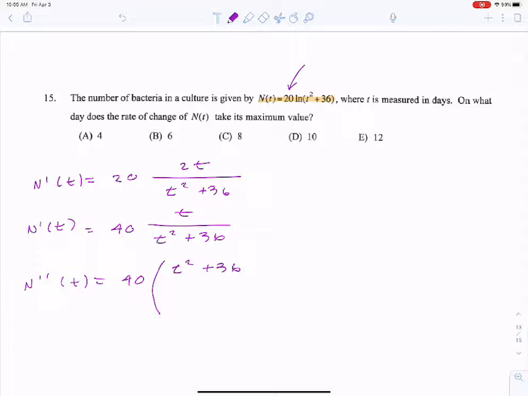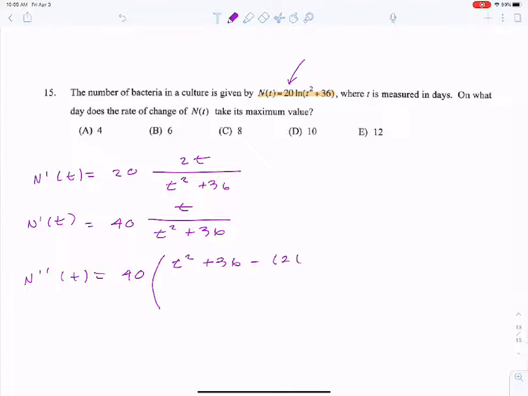So minus, let's see what we have. So minus the derivative of the denominator, which is 2t, times the numerator, which is t, all over the denominator squared. So t squared plus 36, quantity squared.